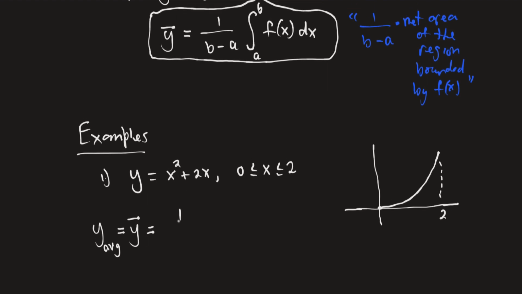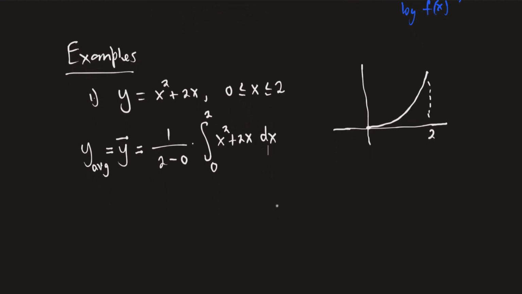So it's 1 over b, which in this case is 2. Let me not rewrite the formula since it's already there. So it's 1 over 2 minus 0 times the integral from 0 to 2 of whatever my function is. And here my function is in terms of x. So this is x squared plus 2x dx. All right. Well, let's see what this number comes out to be.